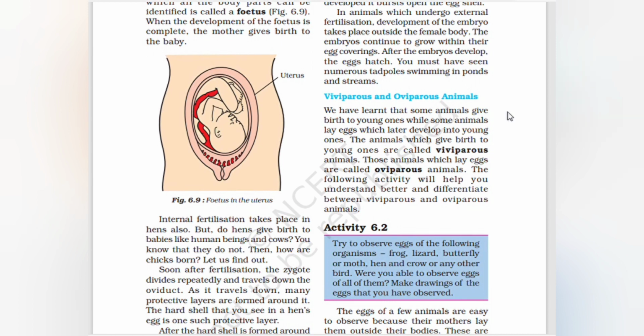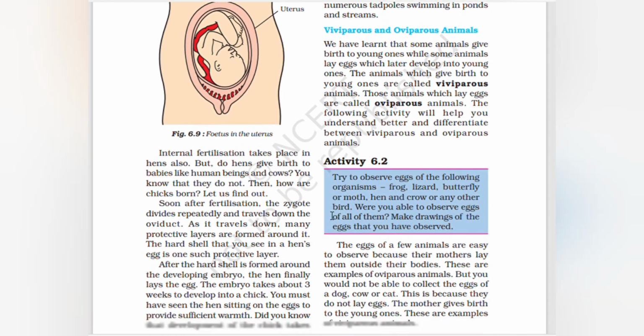Viviparous and oviparous animals. We have learned that some animals give birth to young ones, while some animals lay eggs which later develop into young ones. The animals which give birth to young ones are called viviparous animals. Those animals which lay eggs are called oviparous animals. The following activity will help you to understand better and differentiate between viviparous and oviparous animals.